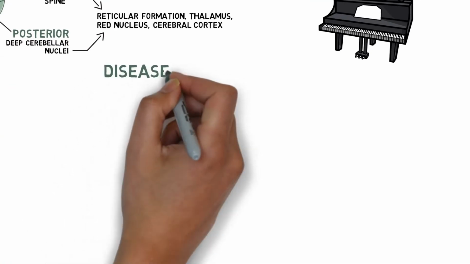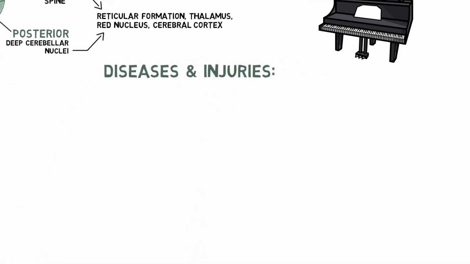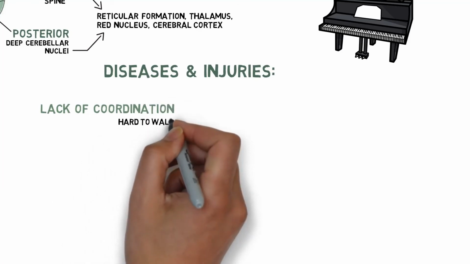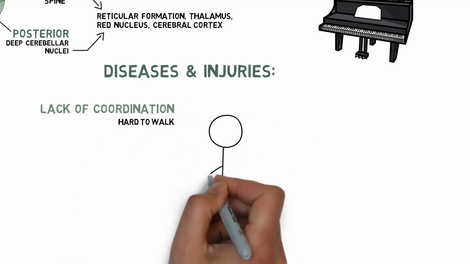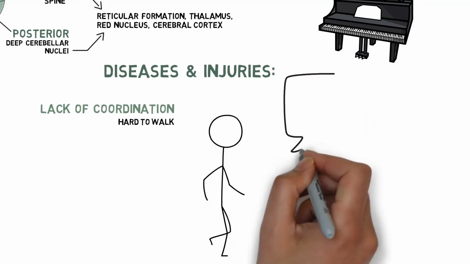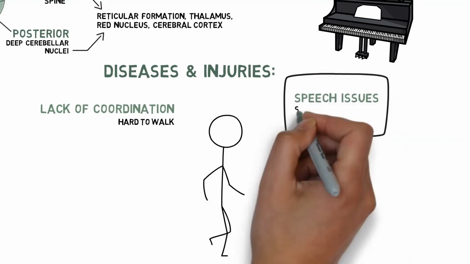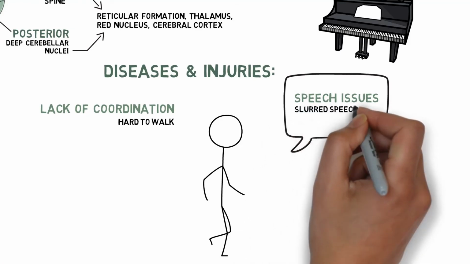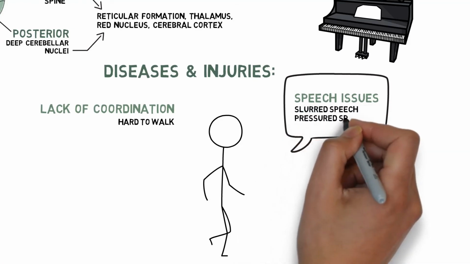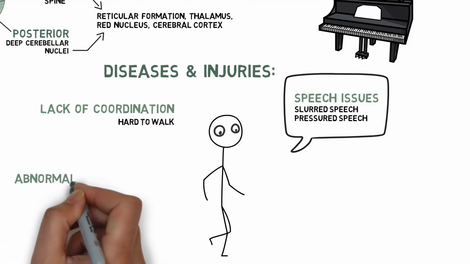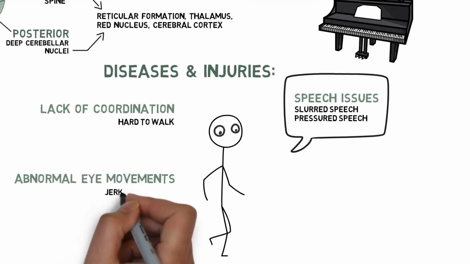There are diseases and injuries that affect the cerebellum, causing abnormalities in movement. One symptom is total lack of coordination, making it difficult to walk. Another is slurred speech or difficulty speaking. A cerebellar speech pattern is called pressured speech. It is as if the person has to spit out the words to talk. There can also be abnormal eye movements, with eyes appearing to have jerky, uncoordinated movements.